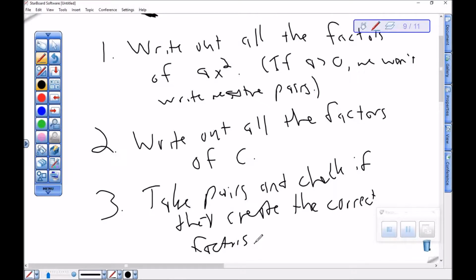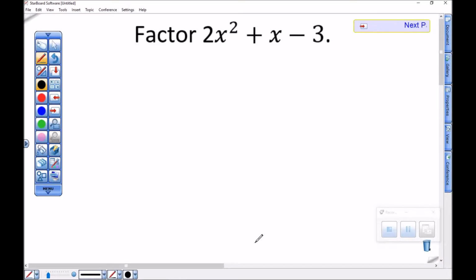Okay, so I'm going to write out all the possible combinations for factors of ax squared. Unless it's positive, then we won't take the negative times negative. And then I'm going to write out all the factors of c, all the factors of the constant. And then I'm going to just grab pairs and figure out if they give me the right answer. So let's look at a couple examples.